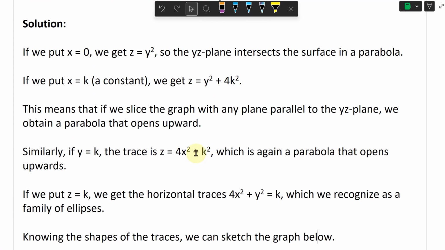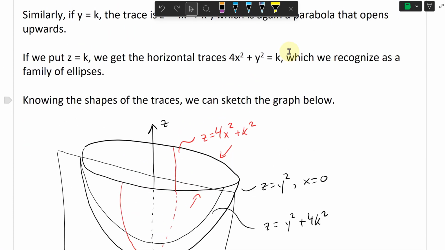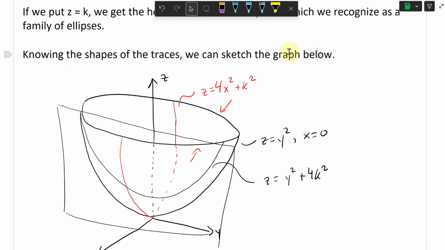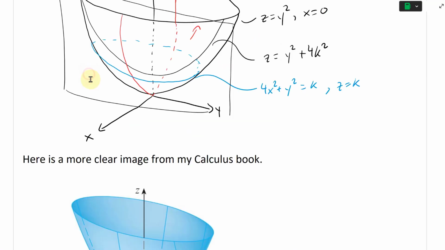All right, and lastly, when we have z equals k, we get horizontal traces. So 4x squared plus y squared equals k is just an ellipse. If we have it at just a k part, we're going to get an ellipse. I'm going to draw it somewhere here, and then draw a dash line like that. It's going to look something like that, and that's going to be our ellipse. This is 4x squared plus y squared equals k, where z is equal to k. So that's our equation of that trace. It looks like that. All right, going further.